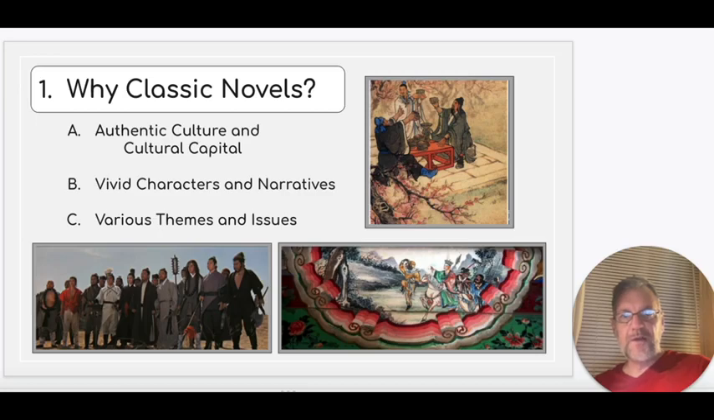So why teach intercultural awareness and language through the four classic novels of China, namely in their most common English titles, The Water Margin, Romance of the Three Kingdoms, Journey to the West, which I have pictured here, and of course Dream of the Red Chamber. So let me suggest three separate but related reasons that I would argue that the classic novels are important and useful. First, the classic novels are among the most authentic materials you can offer your students, even in translation, I would argue.